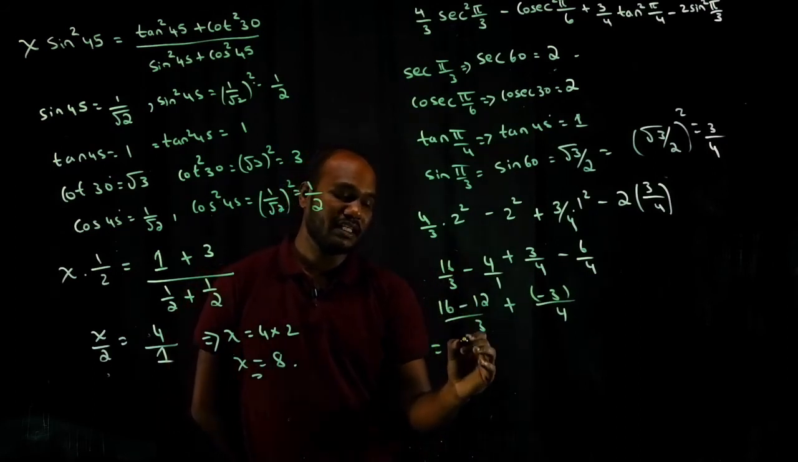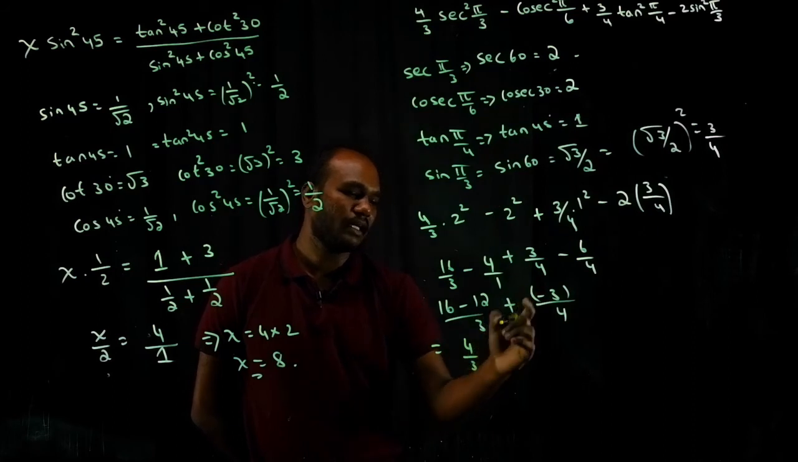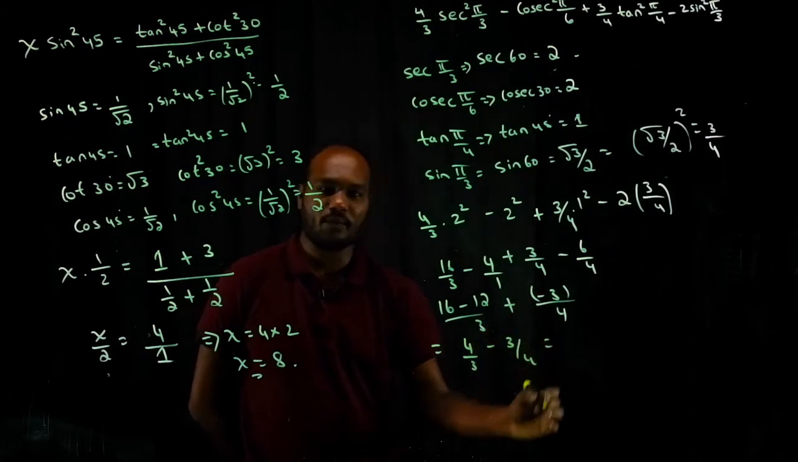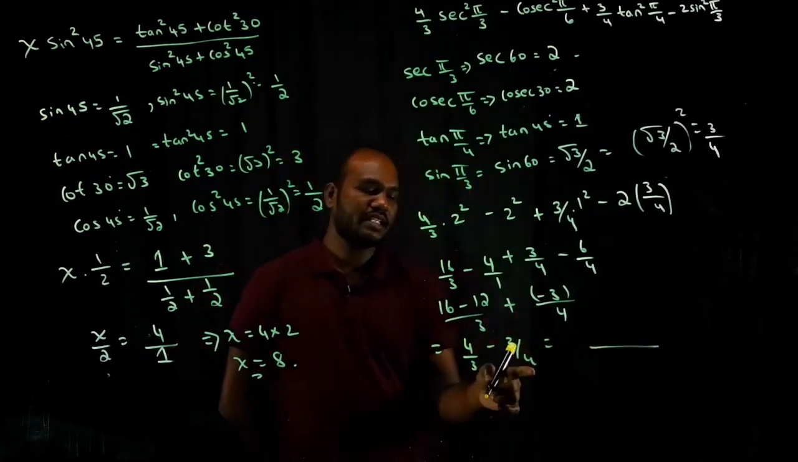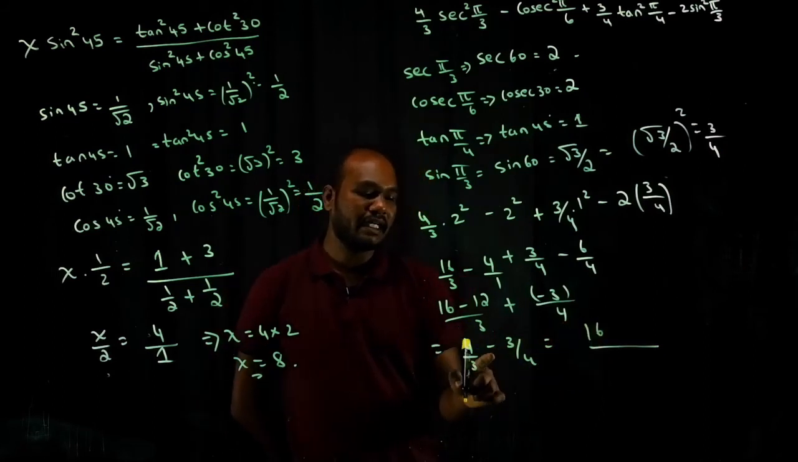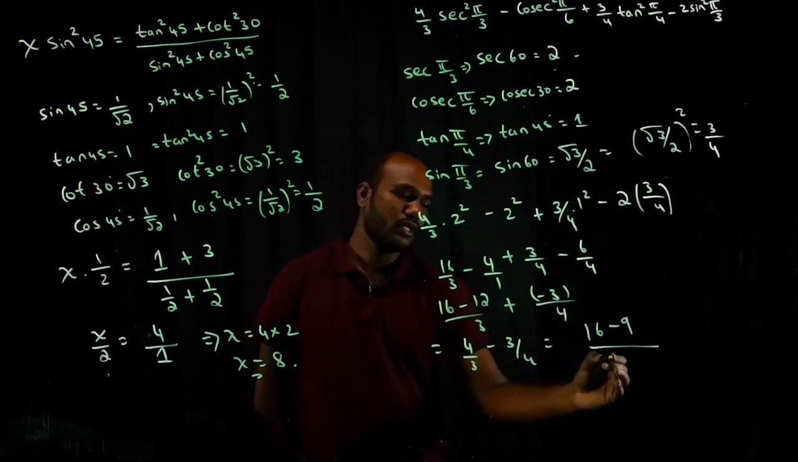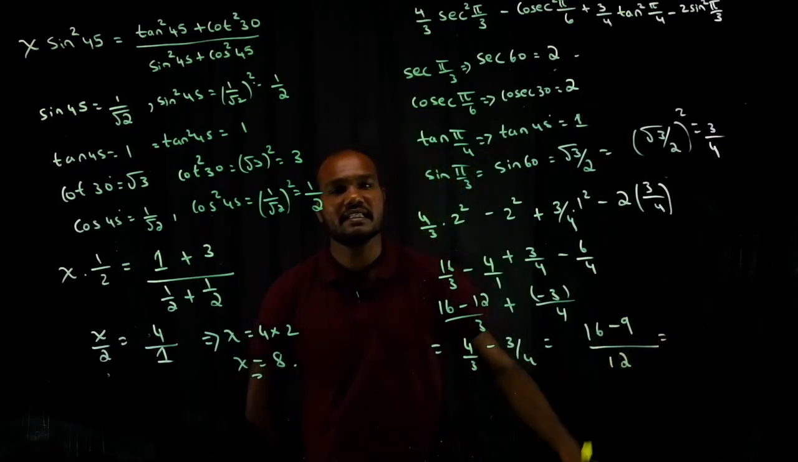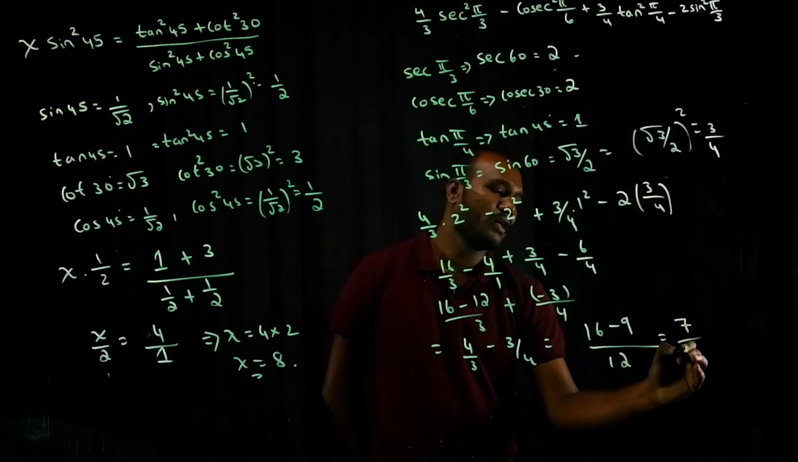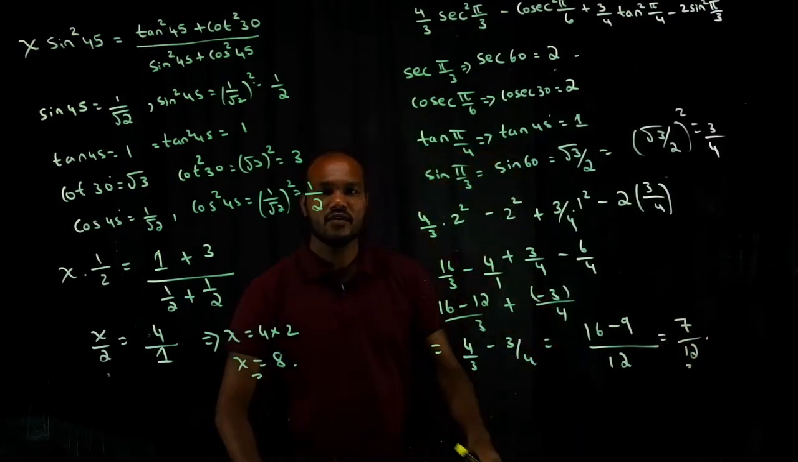16 minus 12 is 4 over 3 plus into minus 3 over 4. Let's take an LCM. So this into this, 16 minus 3 into 3 is 9. 3 into 4 is 12. So 16 minus 9 is how much? 7 over 12. This is the final answer.